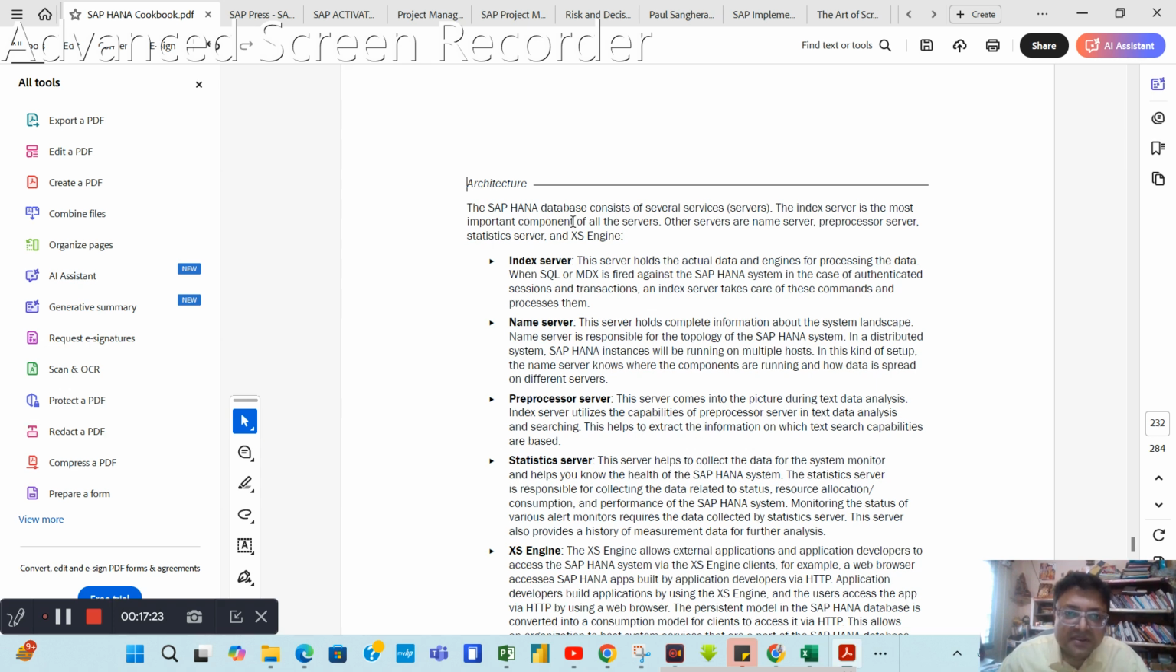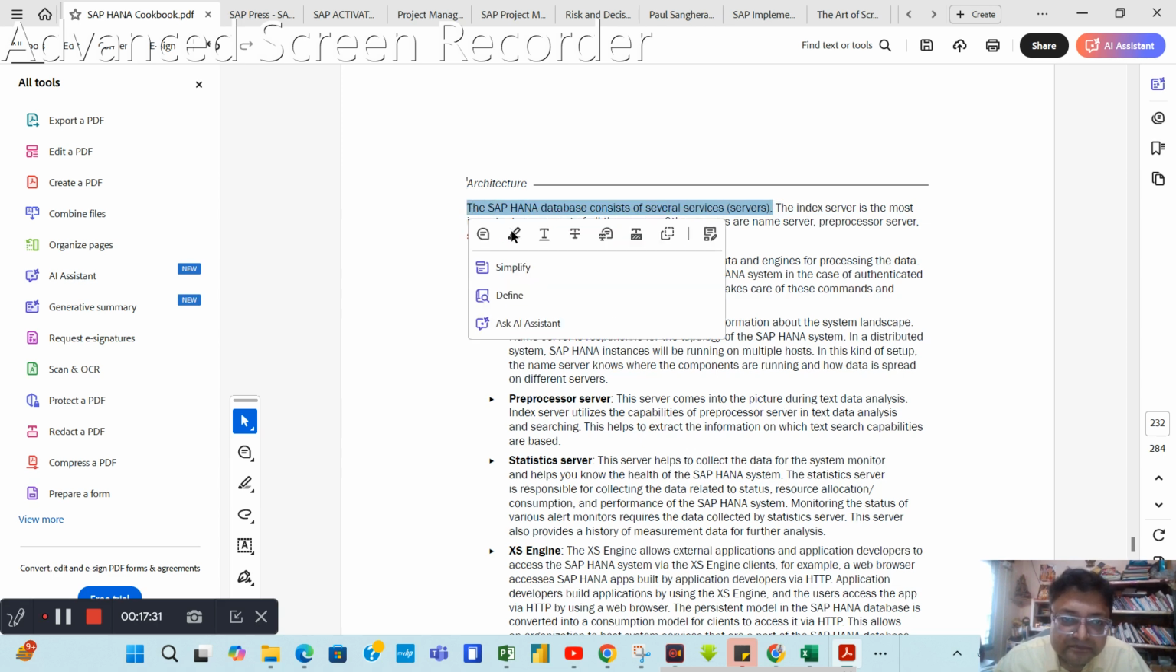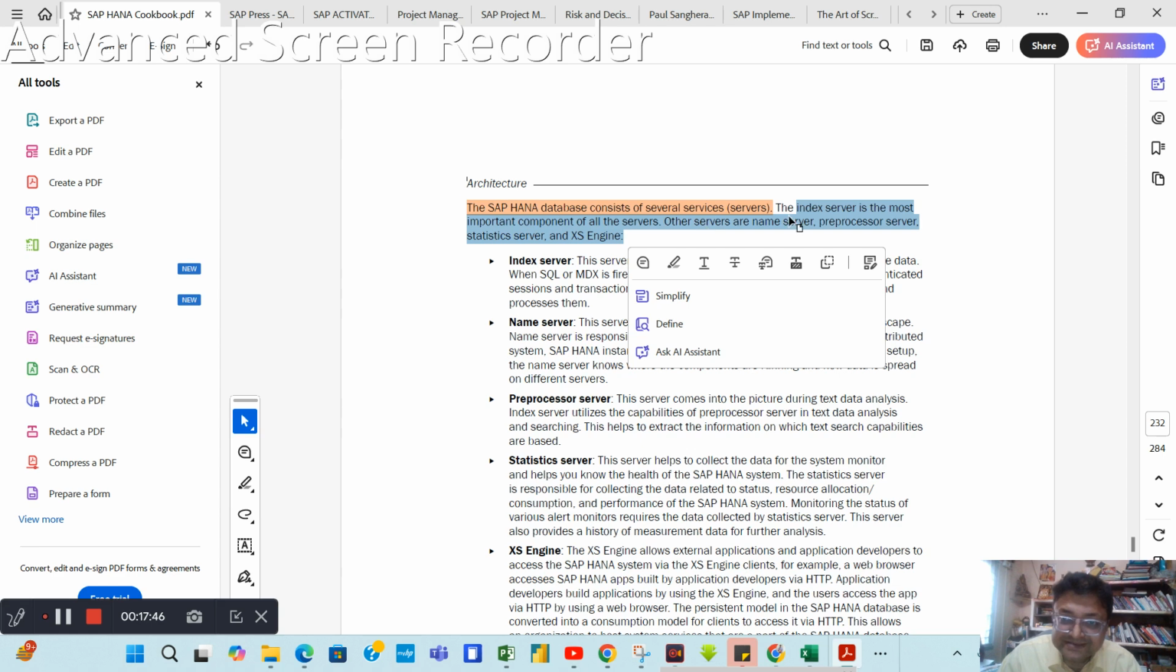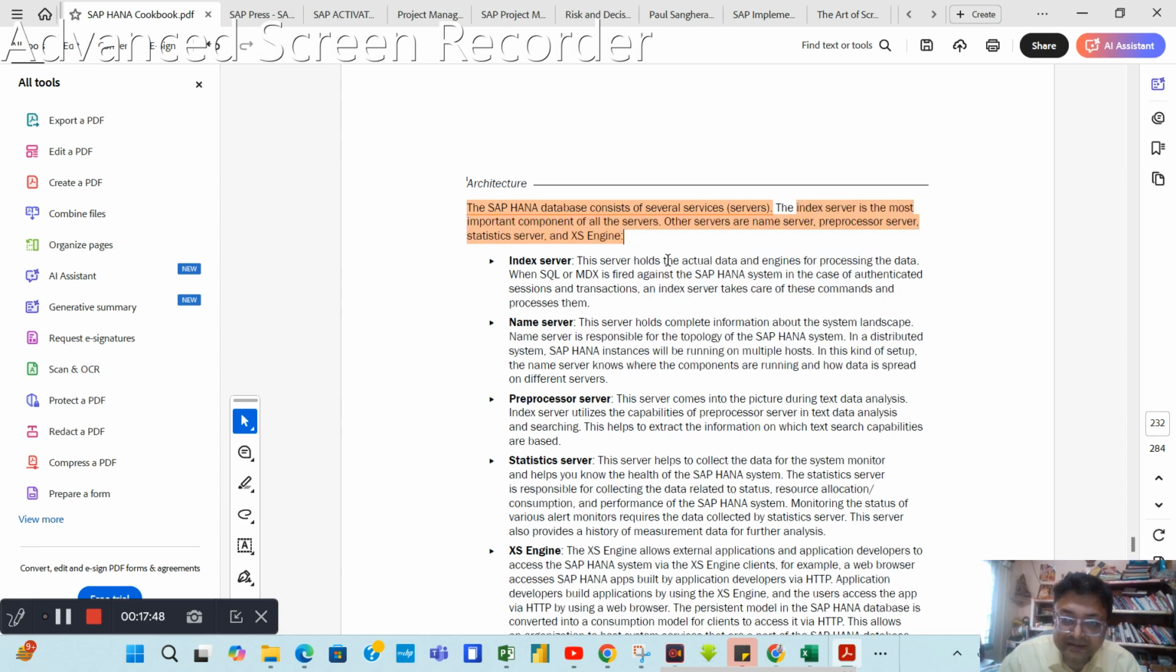Index server. Before that, the SAP HANA database consists of several services, which you call servers. Several servers are there. The index server is the most important component of the servers. Other servers are the name server, preprocessor server, statistics server, and XS engine. First comes the index server.